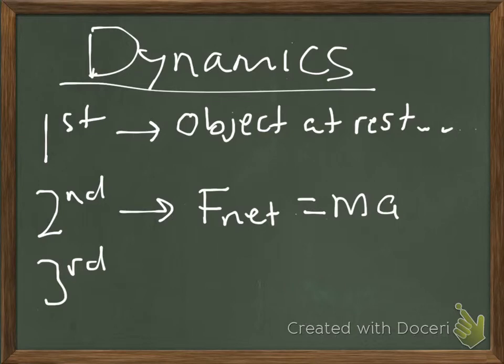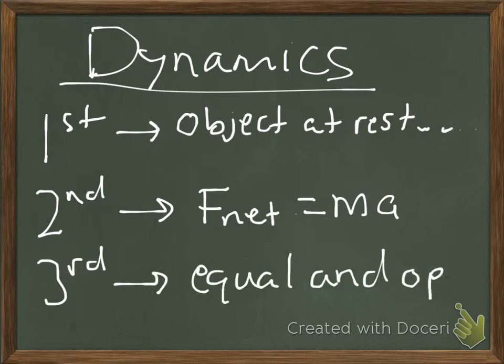Second law, okay, what if the velocity is not constant, or what if it's not at rest? Then we describe it like this: mass times acceleration. Third law is equal and opposite forces. This is whenever one object exerts a force on another object, that other object exerts the same force back, and it's negative.